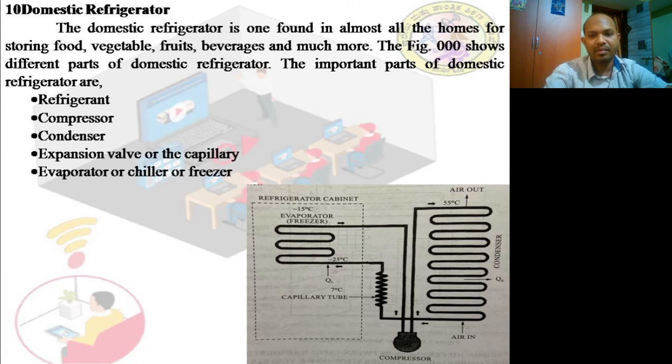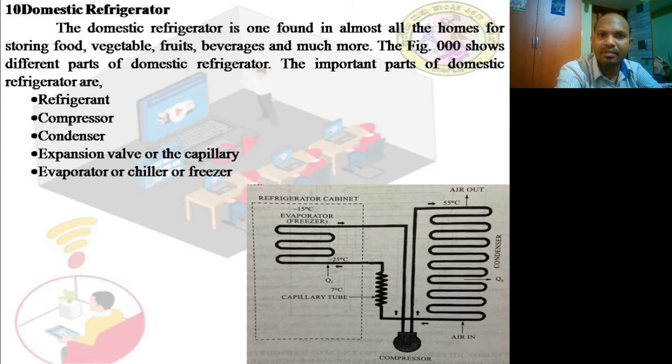This figure will give you a clear picture of how this domestic refrigerator is being used. As you can see, this refrigerator cabinet is nothing but where we keep all our food. If you open that, there will be one white plate. Basically, behind that plate itself, we will have the evaporator coils.